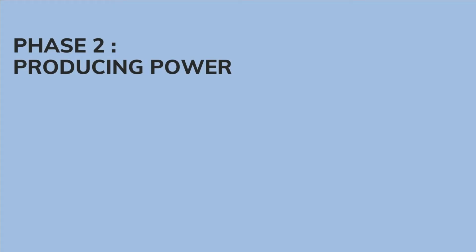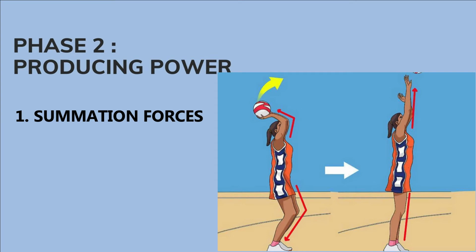Okay, now we move to the second phase, that is producing power. Okay, first is summation of force. In order to achieve maximum force, it is necessary to combine or add up the force applied by different body parts. Summation of internal force is most important in activities requiring speed of force. In shooting, it involves the recruitment of body segments into the movement at the correct time.